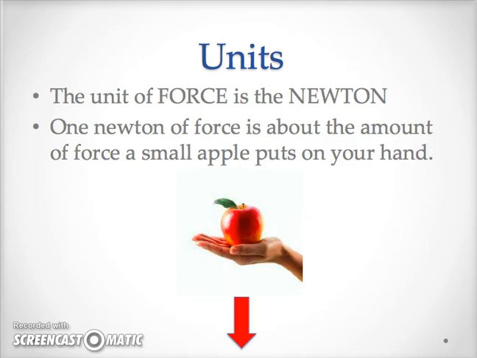The unit for force is the Newton, named after Sir Isaac Newton, the one who really came up with all the ideas about forces. One Newton of force is about the amount of a force of a small apple that it puts on your hand as you were to hold it. If you were to hold a small apple, you would feel its weight pulling down, but it's a very small force.